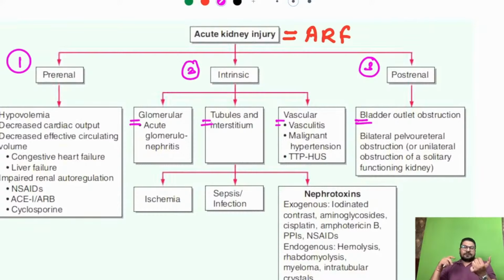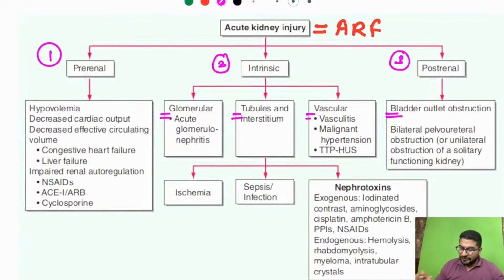तो kidney में vessels में means renovascular hypertension, renal artery stenosis, TTP, HUS. Tubules problem means any drug or any toxin which is producing toxicity to the tubules. Or I can say problem in the glomerulus like glomerulonephritis.